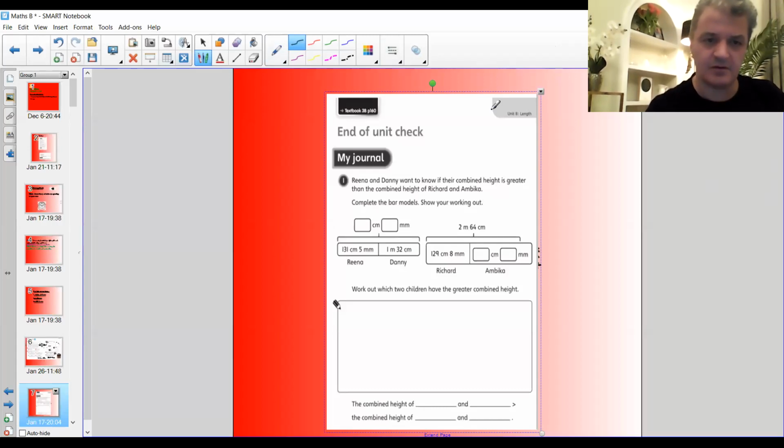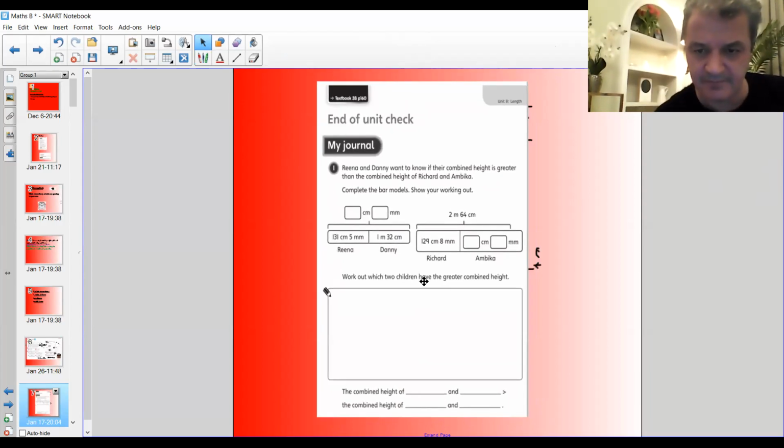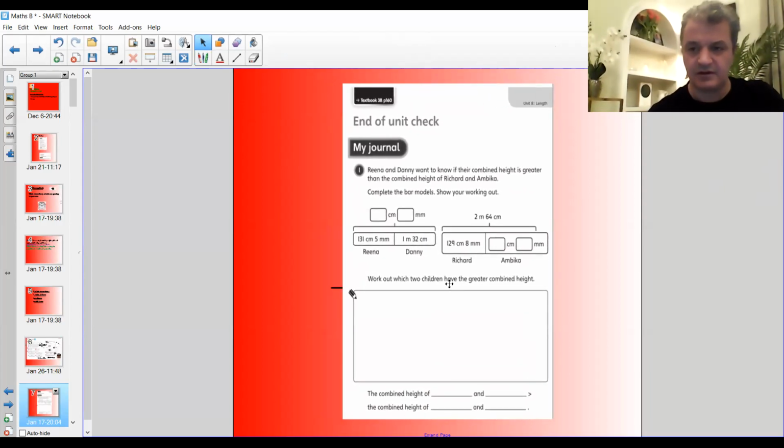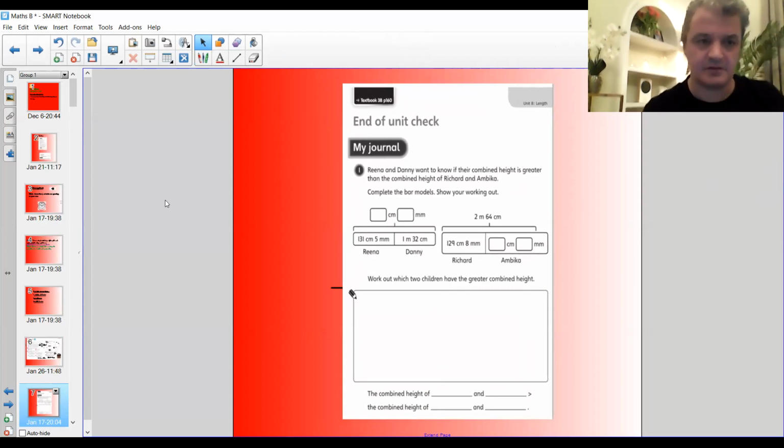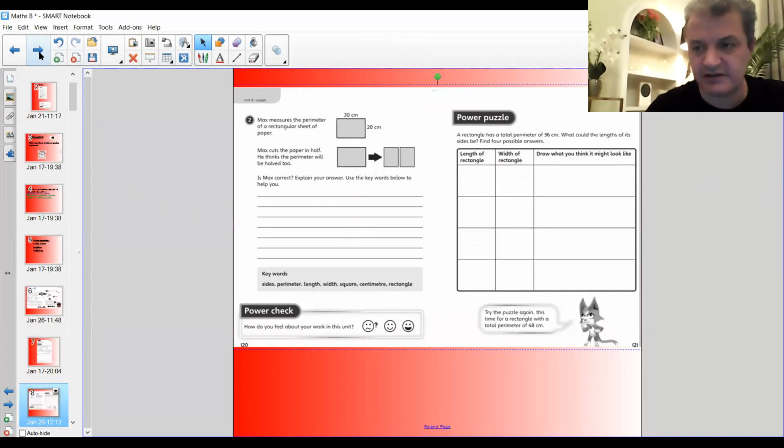Okay, so screenshot these, or you can access it on our learning platform. Then second set of questions, you can screenshot these and have a go at this. Okay, the power puzzle is optional. Then I'd like you to think about how you found that work as well. Then send me a photo of your smiley faces.